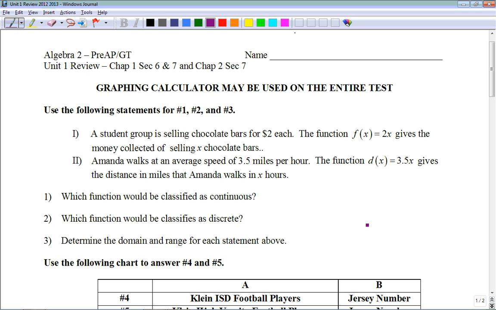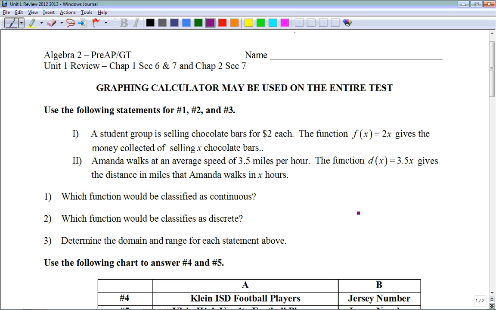Okay, so for number 1, which function would be classified as continuous? And number 2 would be which one is discrete. So let's look at our two statements. For Roman numeral 1, a student group is selling chocolate bars for $2 each. The function f of x equals 2x gives the money collected of selling x chocolate bars. Okay, and then for Roman numeral 2, Amanda walks at an average speed of 3.5 miles per hour. The function d of x equals 3.5x gives the distance in miles that Amanda walks in x hours.